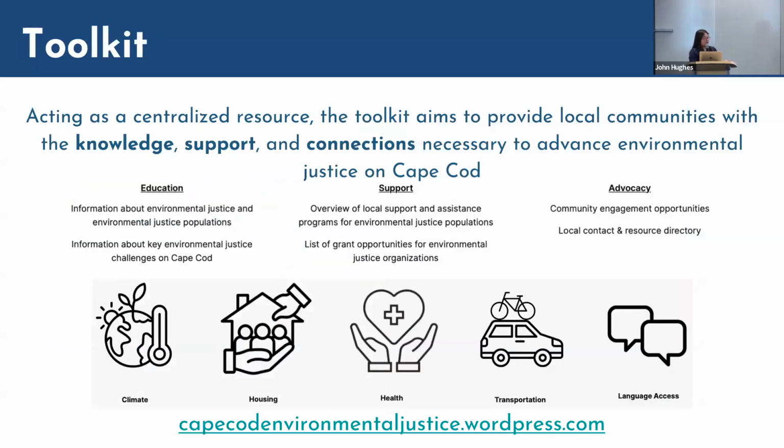And so I divided my resource into three sections, one being education, so providing environmental justice education. The second being support, so an overview of some support programs that are available here on the Cape for environmental justice populations, as well as a list of community engagement opportunities and civic engagement opportunities, and then a consolidated contact and resource directory.